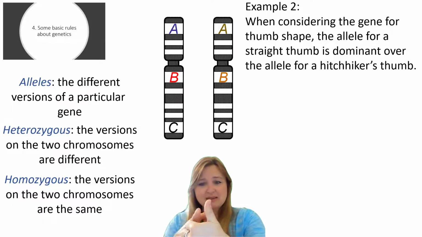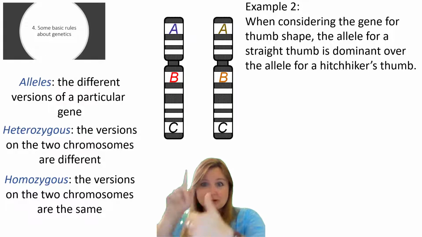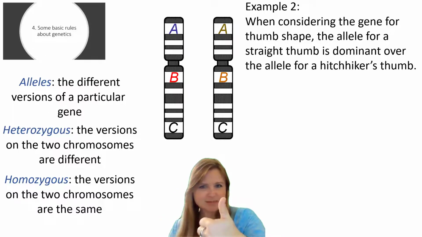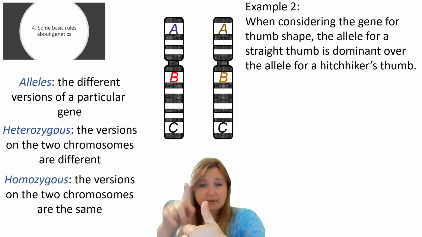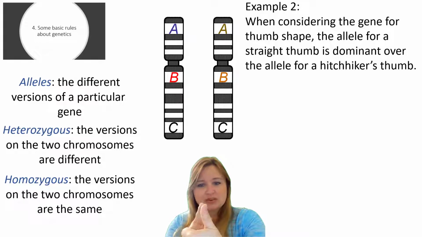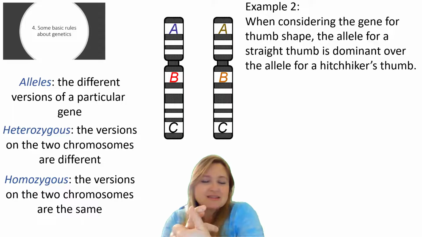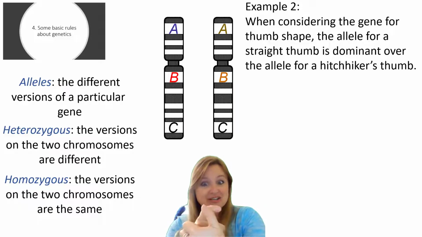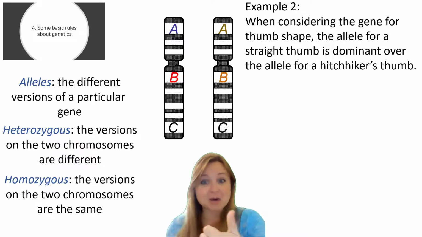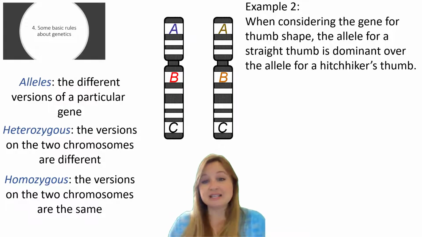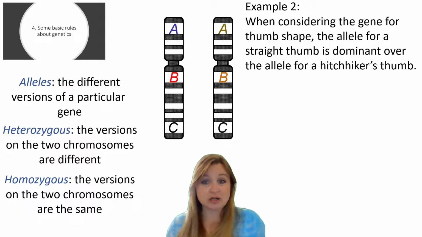So that just means that my thumb goes straight up and points upward when I do a thumbs up sign, right? Now, there's another version where the top part of the thumb bends backwards towards the arm, and that's lovingly known as a hitchhiker's thumb. Well, the allele for a straight thumb is the dominant one. The allele for the hitchhiker's thumb is the recessive allele.